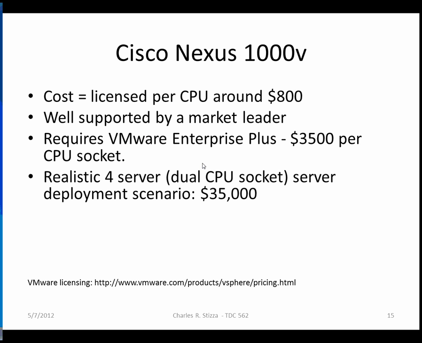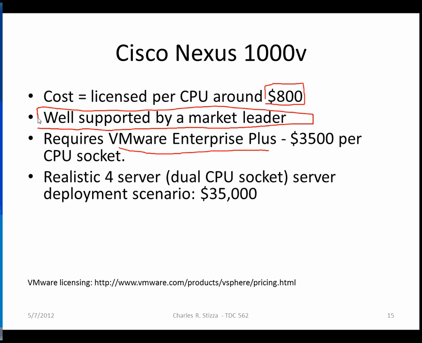In terms of cost, 1000V sets you back around $800 per CPU socket. However, it does require the VMware Enterprise Plus licensing, which is around $3,500 per CPU socket. So you need to add this cost on top of Enterprise Plus licensing. A good thing to keep in mind: this is a well-supported product by Cisco. Of course, Cisco, in terms of the switching market, I believe they're somewhere in the area of 65 to 70%. So, who better than to get a software switch from than Cisco? Realistic deployment, a 4-server deployment with 2 CPUs, around 35 grand.